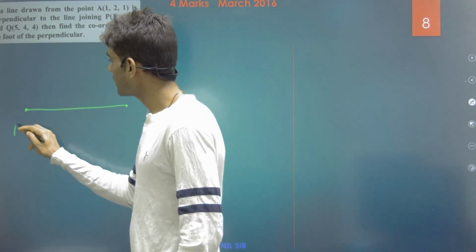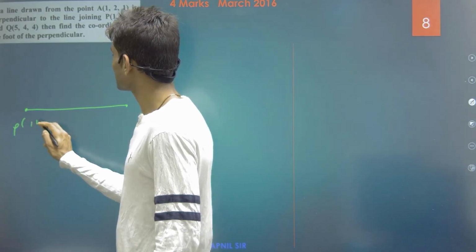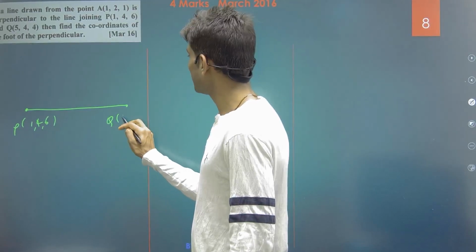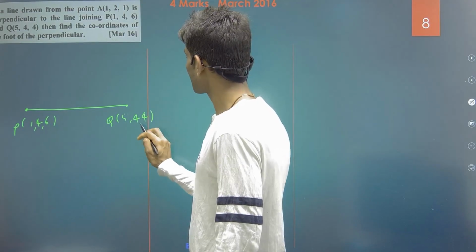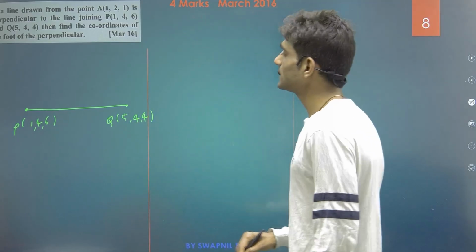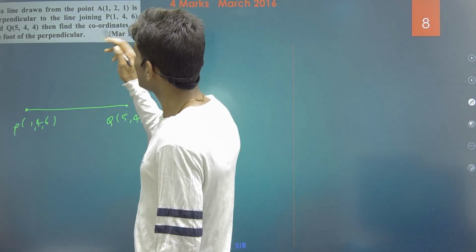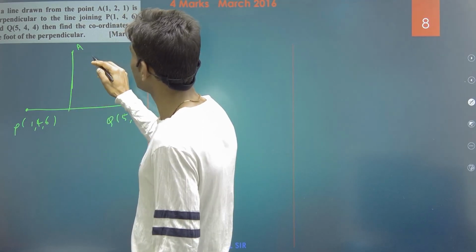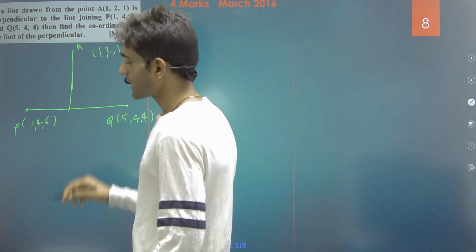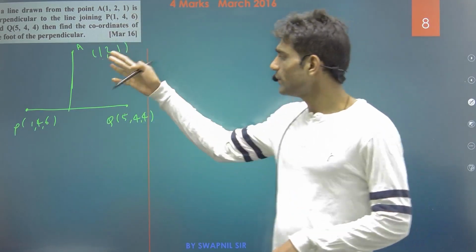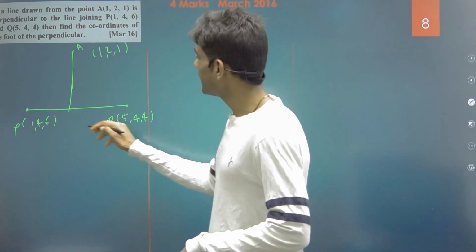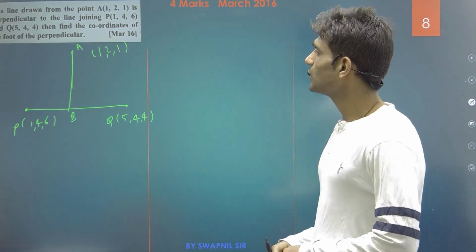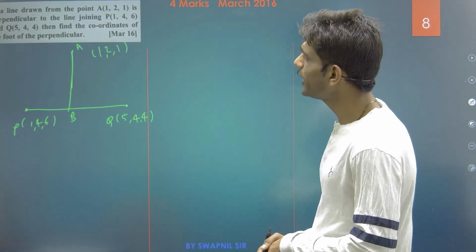So we have point P(1, 4, 6) and point Q(5, 4, 4). We have points P and Q, and A, from which we draw the perpendicular, which represents 1, 2, 1. These 3 conditions are given here. Point A is perpendicular to the line segment PQ, and it meets the line at a point, which we consider as B.